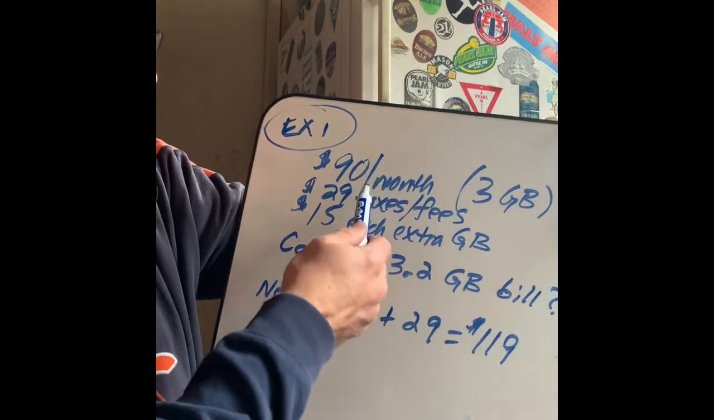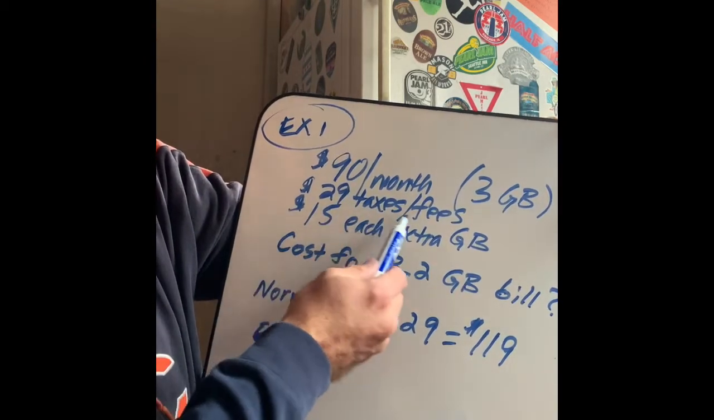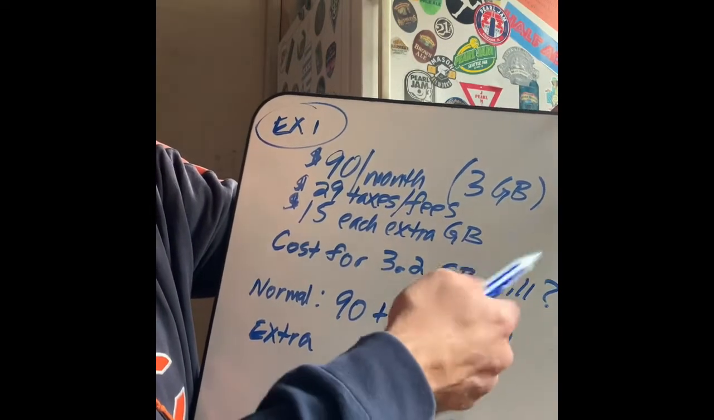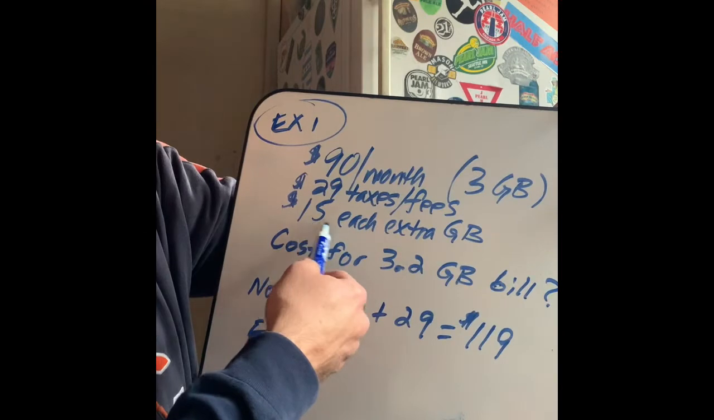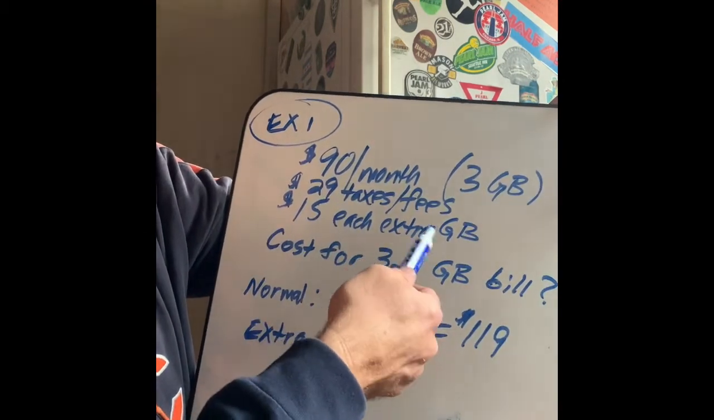Now remember, $90 a month doesn't mean that's what you pay. You still have to pay taxes. The taxes and fees are the extra $29 from that example. They also say that every gigabyte you go over 3, it's $15 for each extra gigabyte. So depending on how many you use, you have to buy some extras.